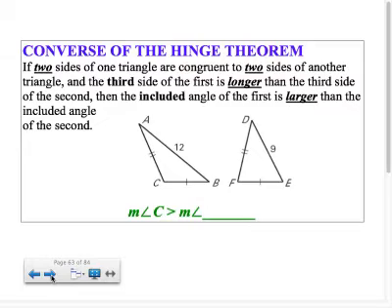The converse of that says if two sides of one triangle are congruent to two sides of another, and the third side of the first is longer than the third side of the second, then the included angle of the first is larger than the included angle of the second.